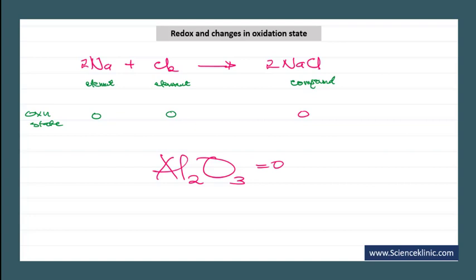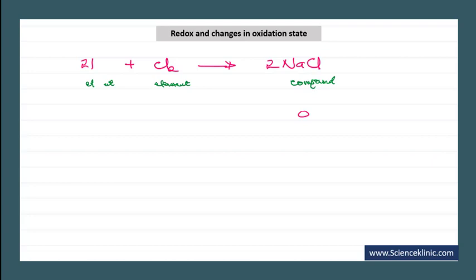Remember, the charge of aluminum is 3+, and for oxygen it is 2-. So just multiply 2 by 3+, we are going to get +6, and then we multiply 3 by 2-, we are going to get -6. And that gives us what? It will give us 0. So that is why the oxidation state of this compound will also be 0. Of course, for any compound, the oxidation state is going to be 0.